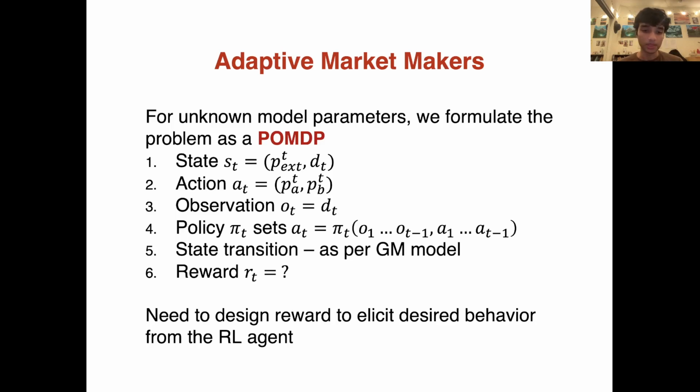The state transition, meaning the way ST goes to ST plus 1, is specified as per the Glosten-Milgrom model. So what remains to be seen is what should be the reward so that we elicit the desired behavior from our market making agent. Note that the goal of our market making agent is to track the external price without having actual access to it.